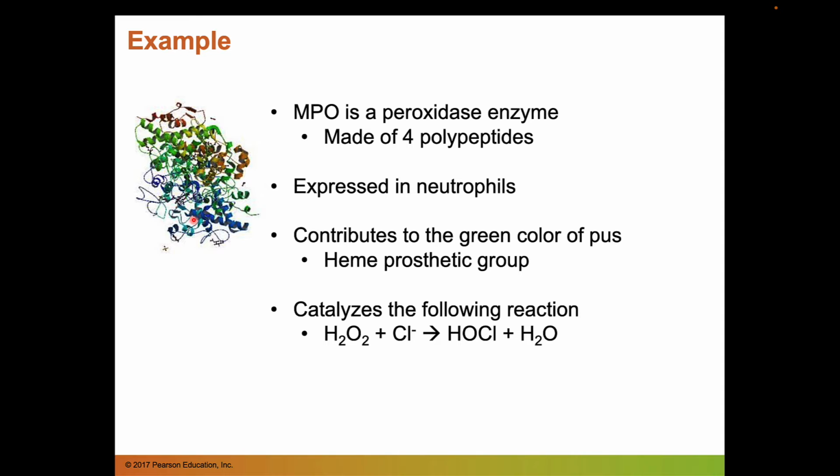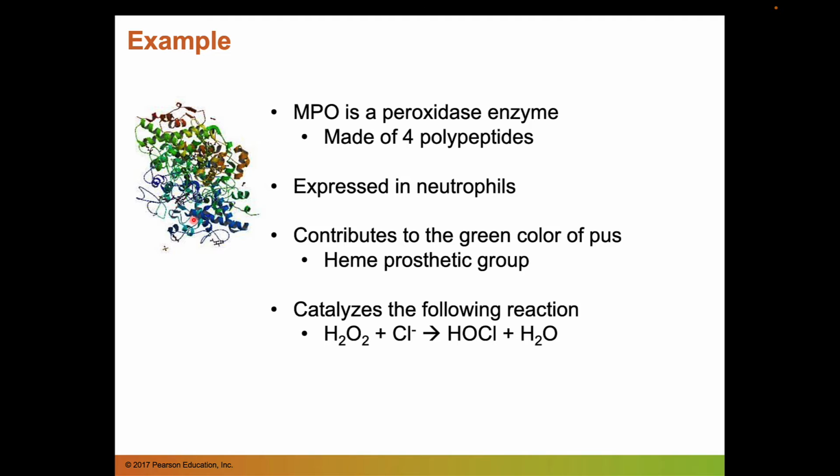It also catalyzes the following chemical reaction, which I think is a very cool chemical reaction. What it does is it takes hydrogen peroxide and a chloride ion and turns it into HOCl and water. And HOCl, or hypochlorous acid, is actually the active component in bleach. So this is a really powerful antimicrobial that's made inside your cells that's capable of killing pathogens. So this is why I think MPO is cool, but we're going to talk more about enzymes and all of their properties next.